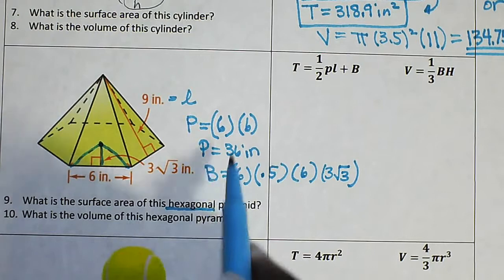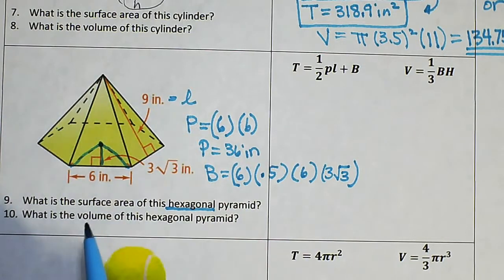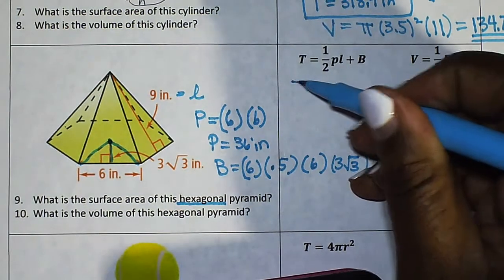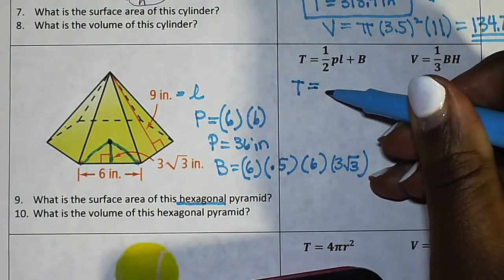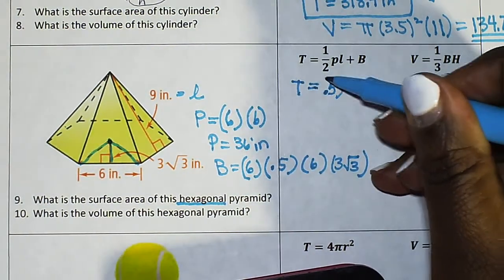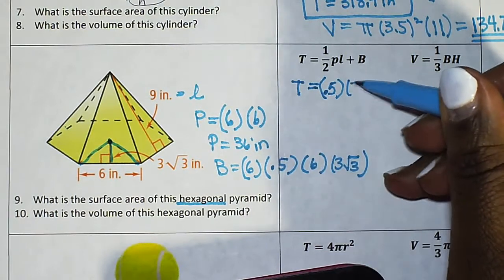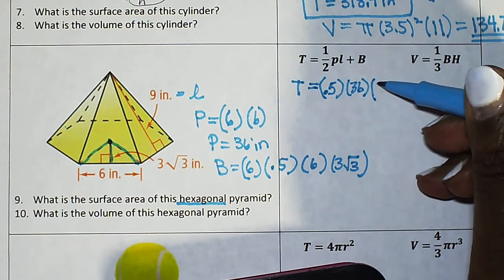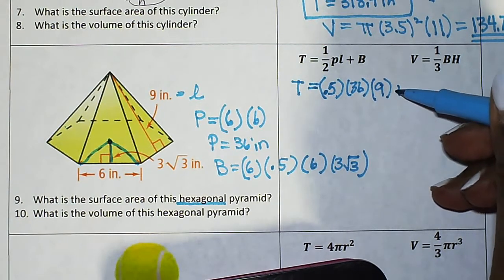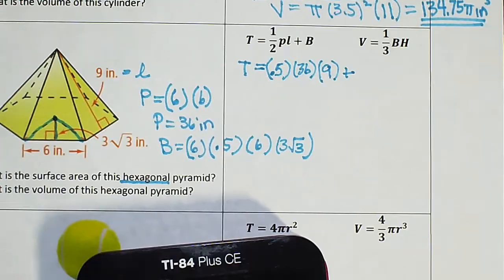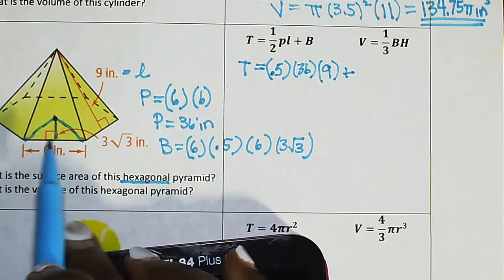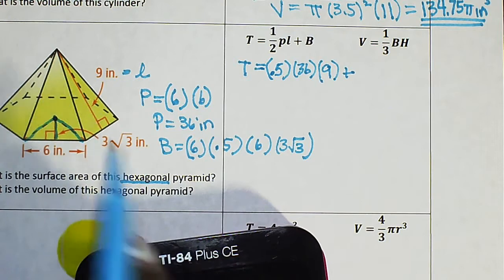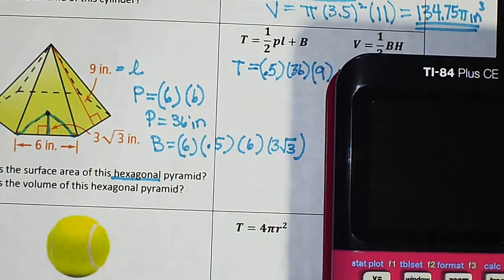So let's find B, let's find P. We have L. Let's put it in the formula. So the total surface area is 0.5 times the perimeter, which is 36, times the L, which is the slant height, which is 9, plus the area of the base. And the area of the base is here. We got this triangle. We're going to multiply it by 6, so we have the whole area of the base. So let's put that in your calculator and see what we get.